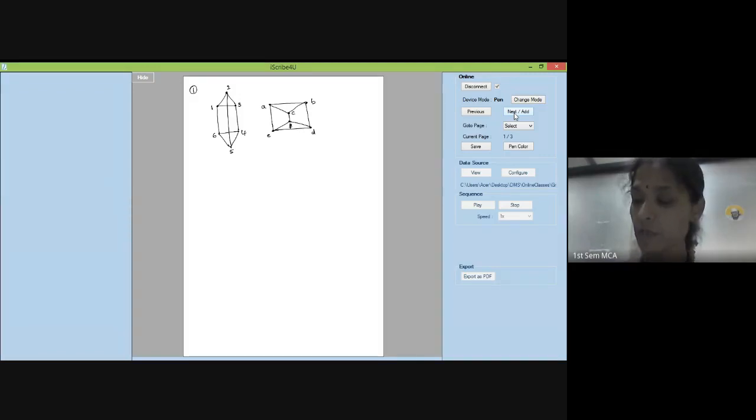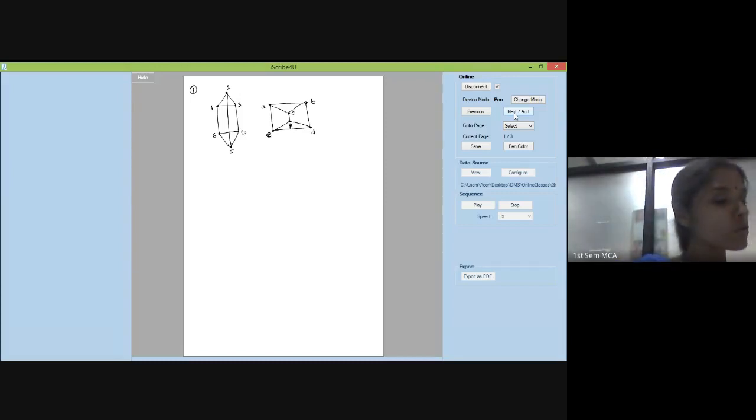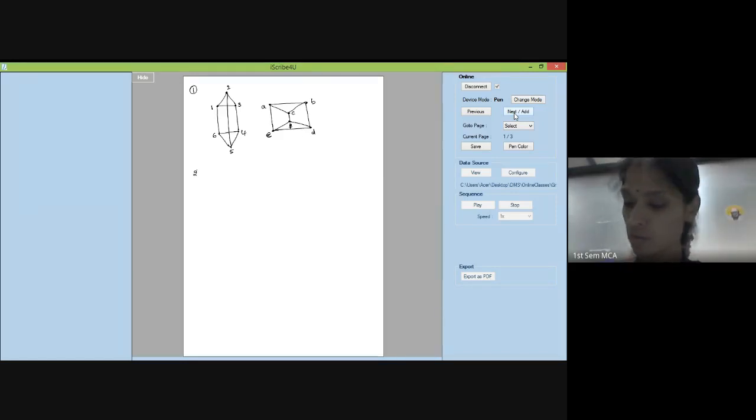A, B, C, D, E, F. This is E. These two you have to check whether they are isomorphic or not. That's your first problem. Please note down. Next one.